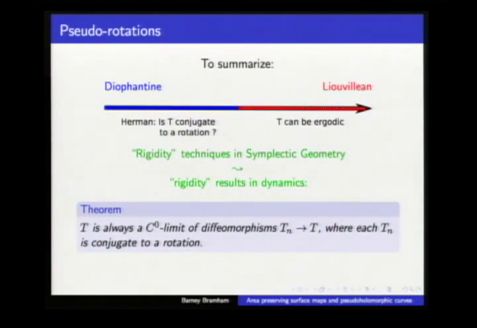any pseudo-rotation is always a C0 limit of diffeomorphisms that are conjugate to rotations. And that doesn't tell you anything about the limit. I mean, you can make other conclusions about the limit, but it certainly doesn't say anything about the limit being conjugate to a rotation, even if this C0 became C infinity. That wouldn't imply that.